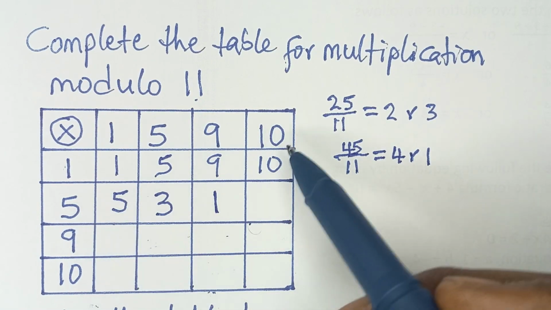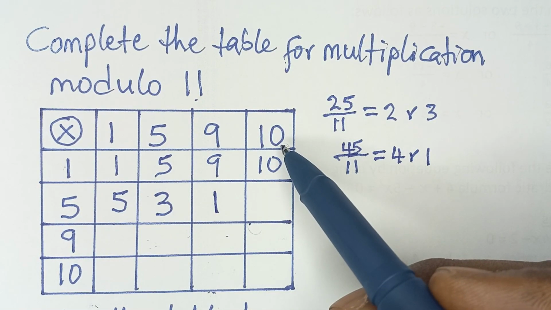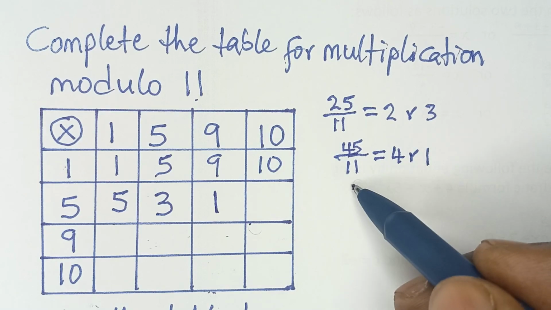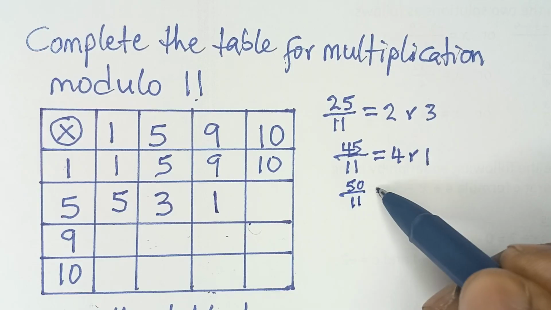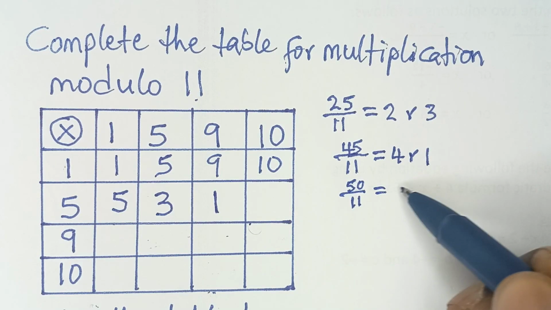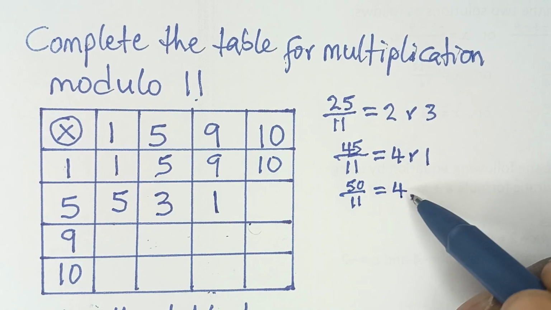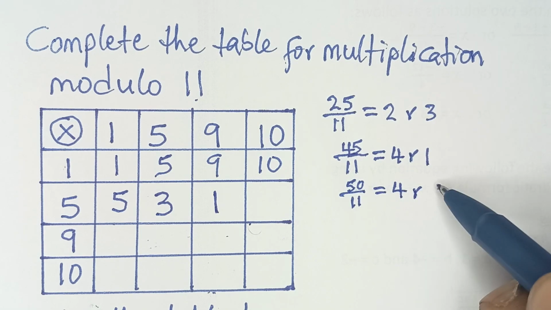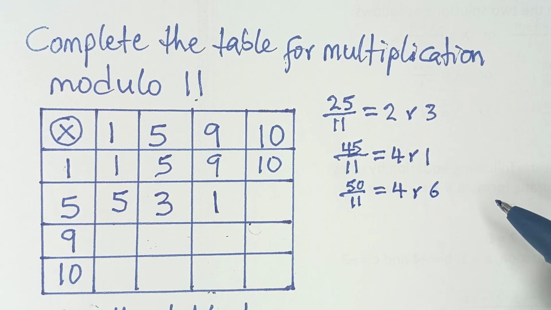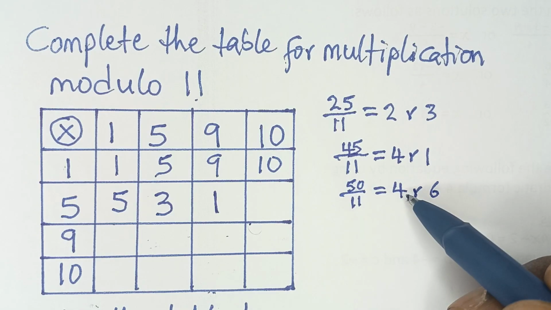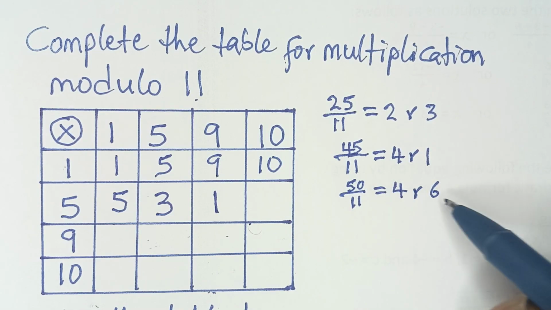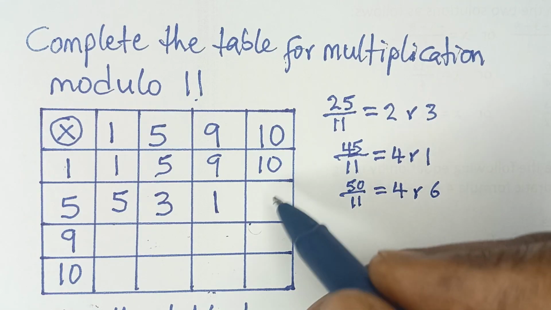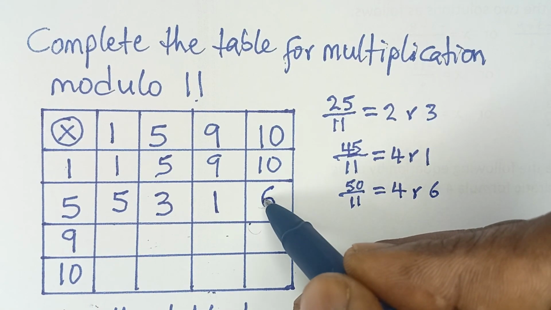The next one is 5 multiplied by 10, and that is 50. So we're also going to do the same thing. 50 divided by 11. That will be 4 times. Don't forget, 11 times 4 is 44. So 4 times remainder 6. 11 multiplied by 4 is 44. 44 subtracted from 50 is 6. So the remainder is what you write down as 6.